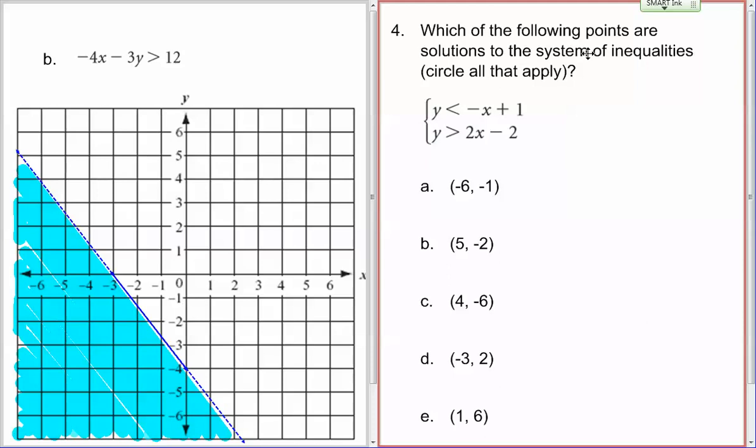All right, so which of the following points are solutions to the system of inequalities? Let's start off with the ones that aren't. And I'll come back and do the ones that are using the calculator. So I know that (5, -2) is not. If I look at the top inequality here, if I plug in -2 for y and 5 for x, I get -2 is less than -5 plus 1. That'll give me -2 is less than -4, which is not a true statement, meaning B is not a solution.